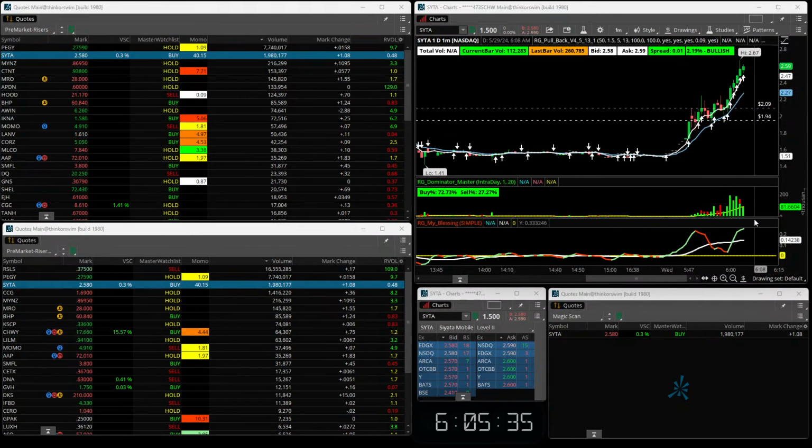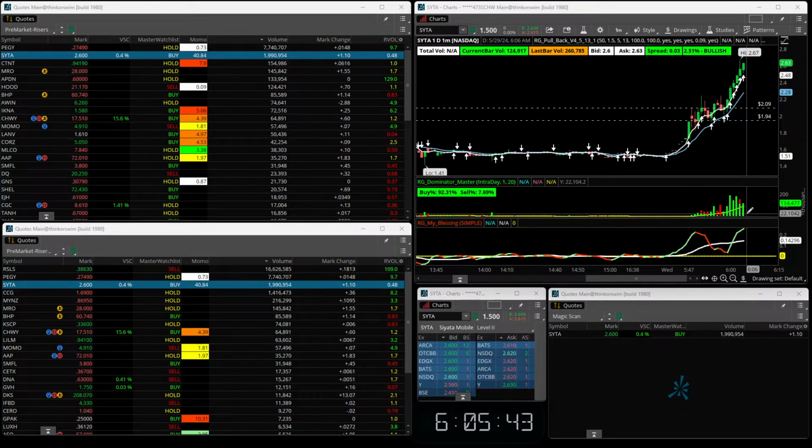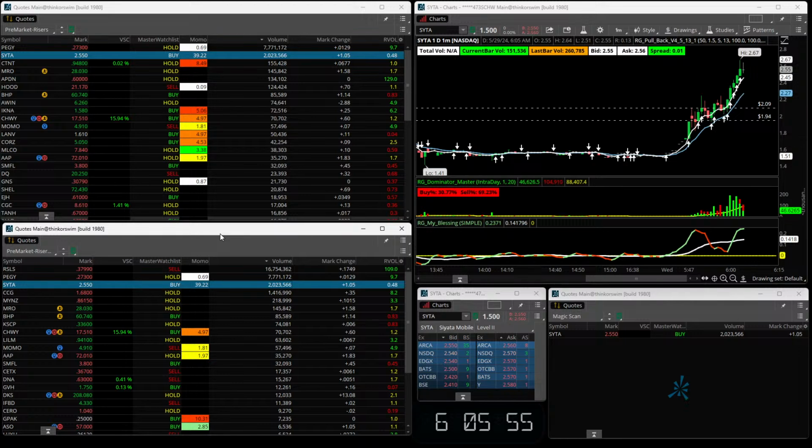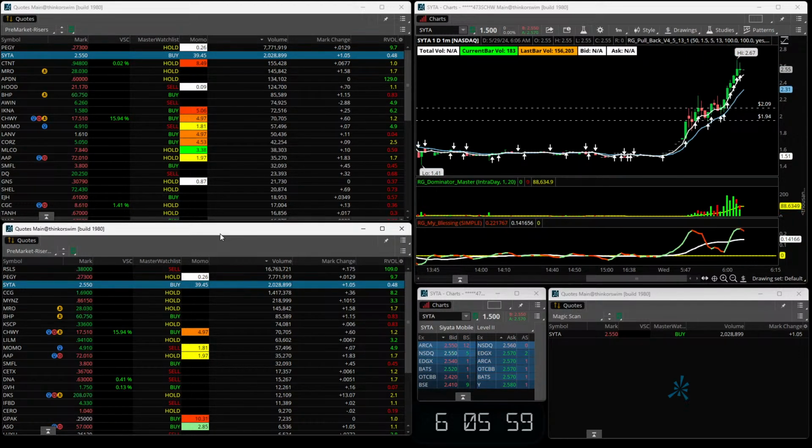Watching these dominator bars, they're continually being green. If you see a red one down here, it might be a signal to exit the trade. You see this rolling over and it turns red, it's a signal to exit the trade. We are scalping for profits. We're not buying and holding unless you are a brave soul.